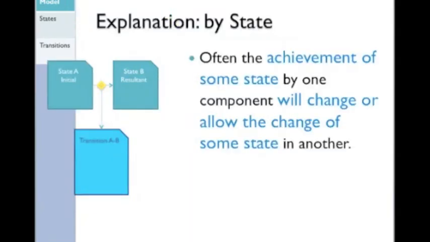Often the achievement of some state by one component will change or allow the change of some state in another. This is an explanation by state. For example, when the switch is turned on in the flashlight, the electricity can move into the light bulb. The explanation for the flow of electricity is by state of the switch being on.